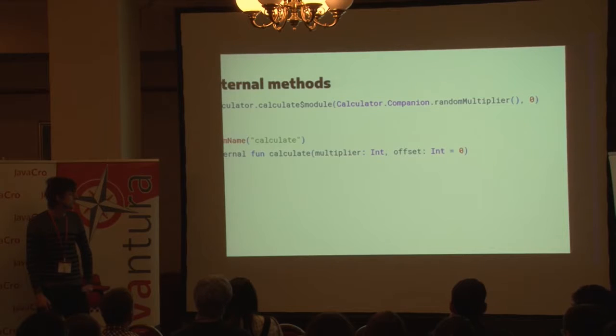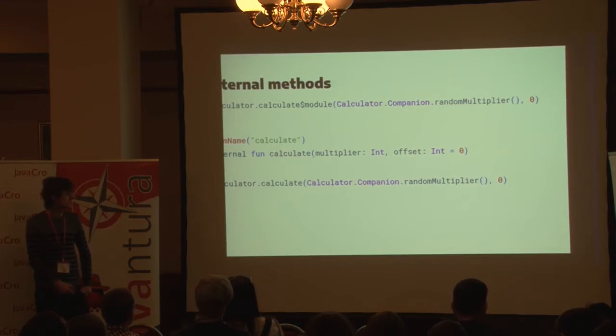We can override that by, well, not using internal, or alternatively with JvmName, and here we're setting the method name that we'd like to change it to. So if we say JvmName calculate, now we can call that method by just saying calculator.calculate.